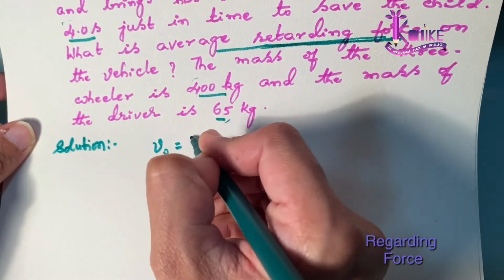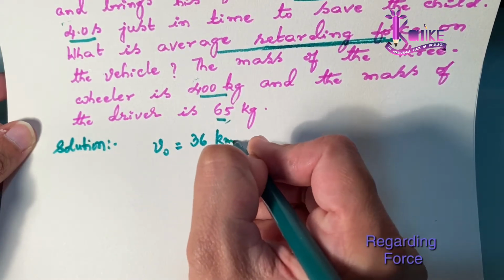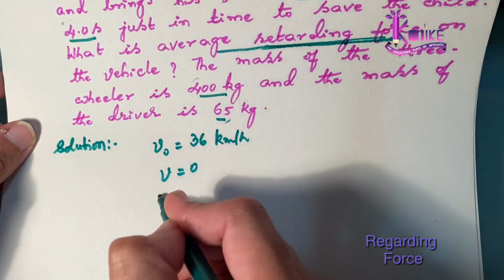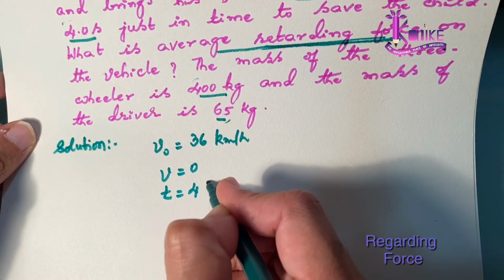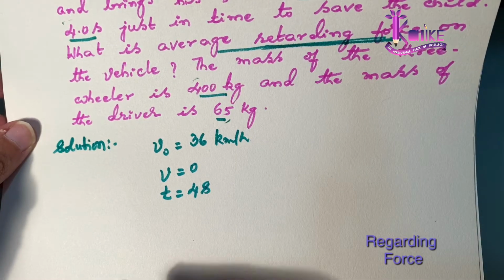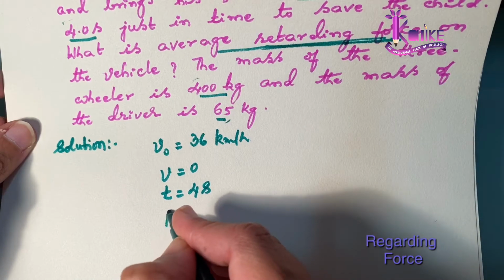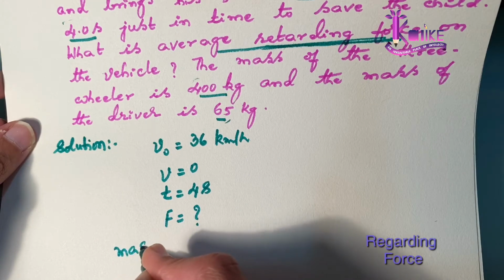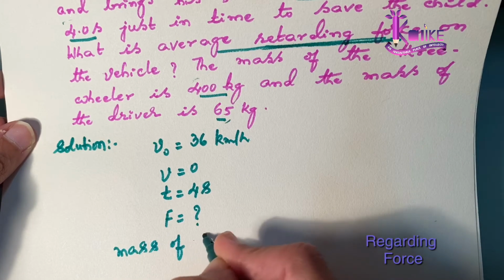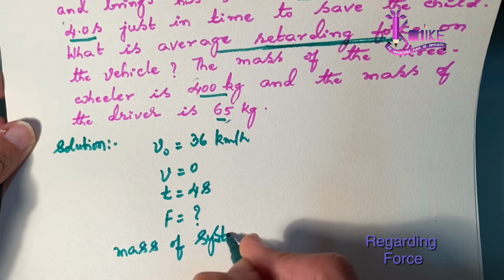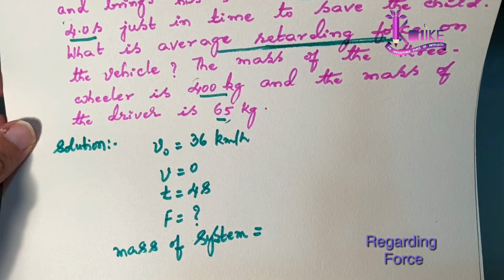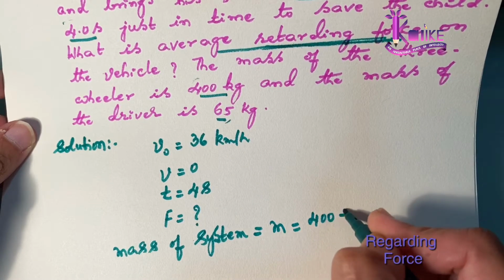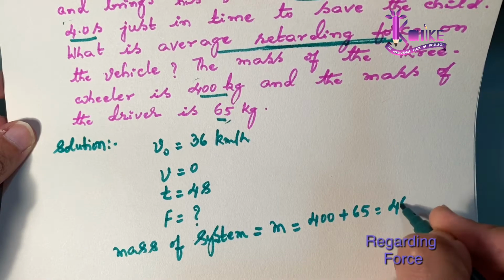Initial velocity is 36 km per hour, right? Final velocity is 0 because it's brought to a rest. Time is 4 seconds, right? So there's a retarding force which we don't know. We have to find it out. The mass of the system, when I say system, I mean the mass of the vehicle plus the mass of the man, is 400 plus 65, which is 465 kilos.